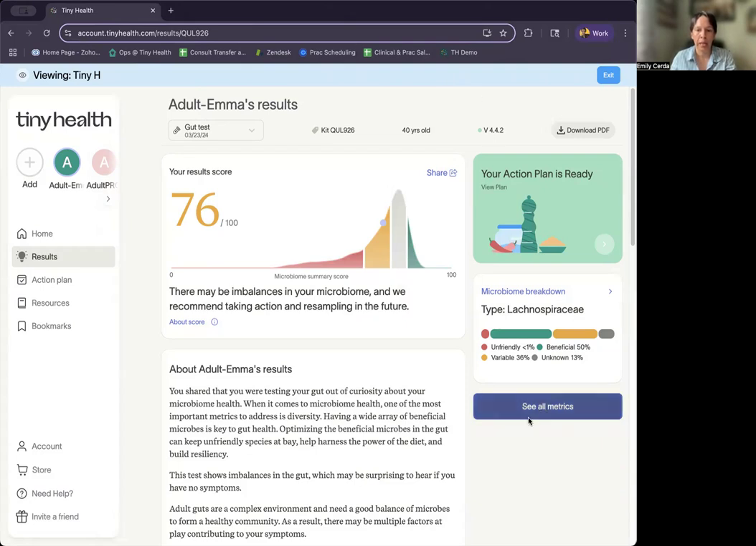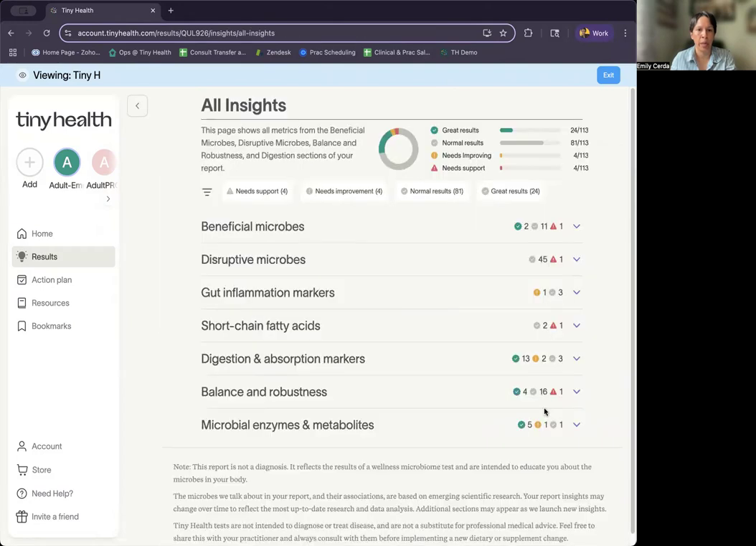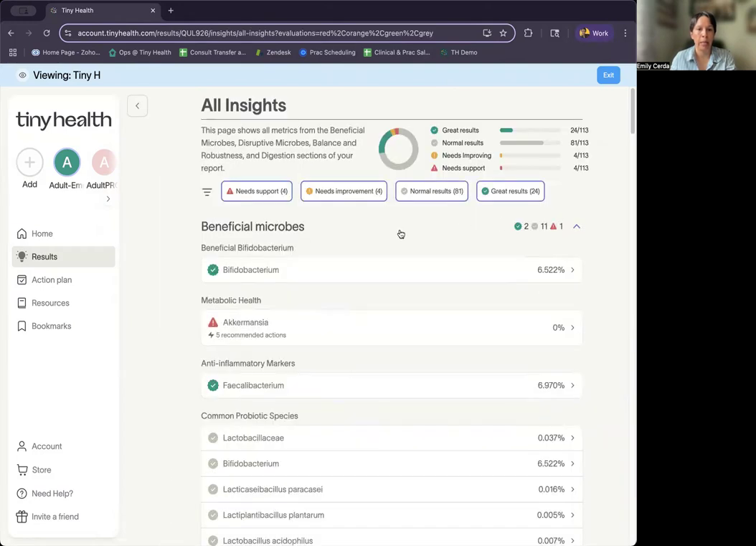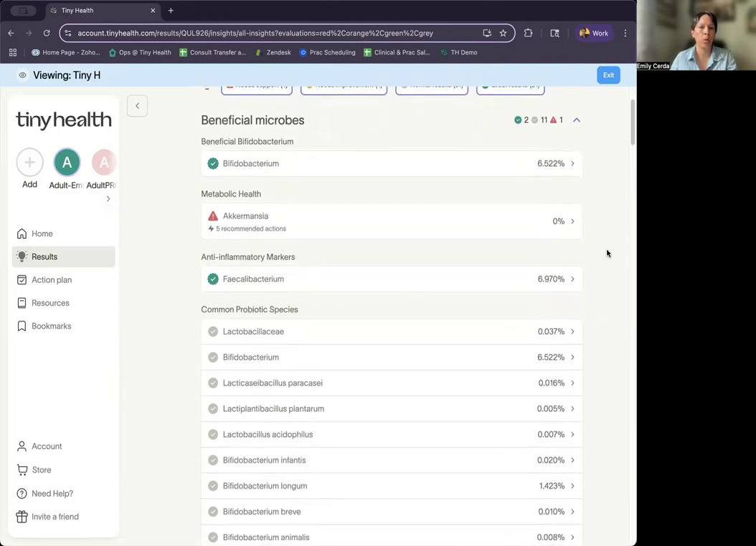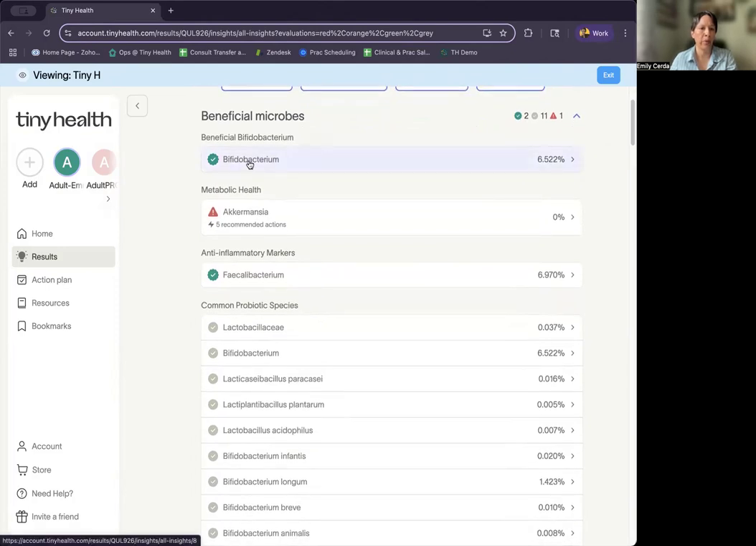Okay, so for today, I'm going to go into the See All Metrics view from the main page. At the top of the test, we're going to see our beneficial microbes popping up first. Here we are looking at Bifidobacterium genus, Akkermansia, and Faecalibacterium. Let's dive into Bifido first.